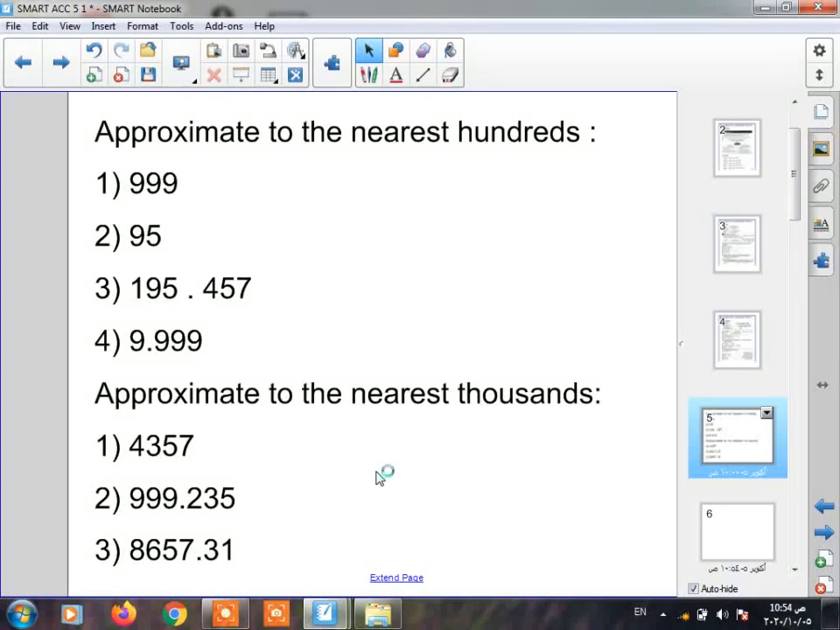Good morning, Junior 5. Our lesson today is about approximation to the nearest hundred and approximation to the nearest thousand.